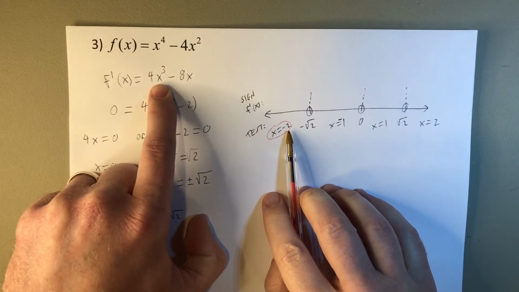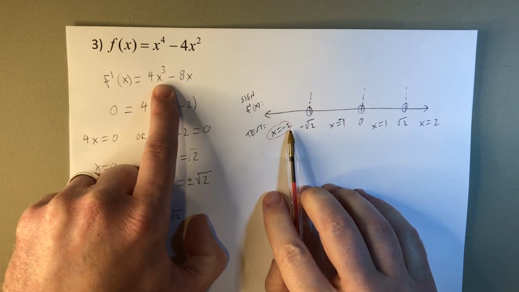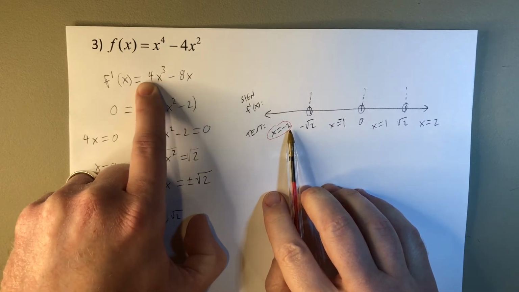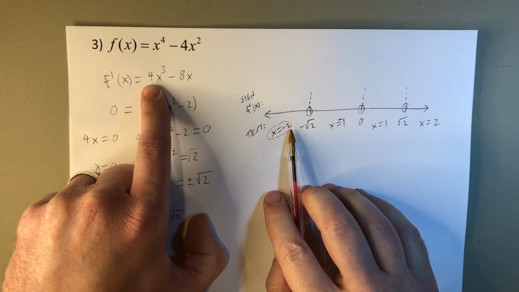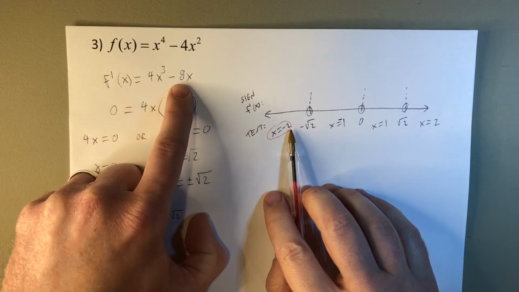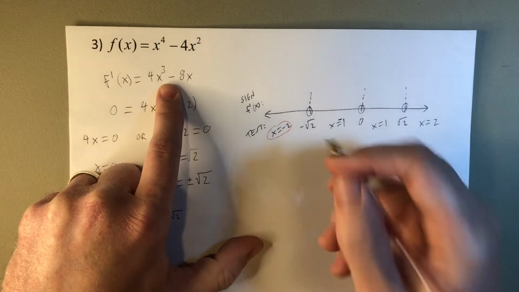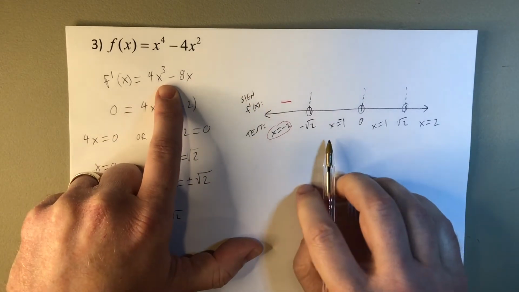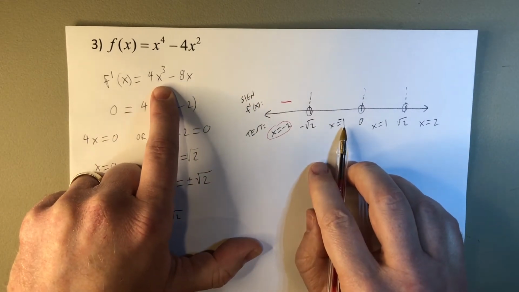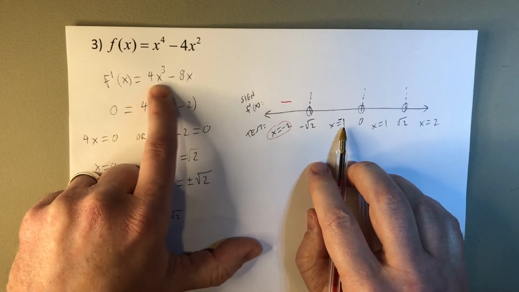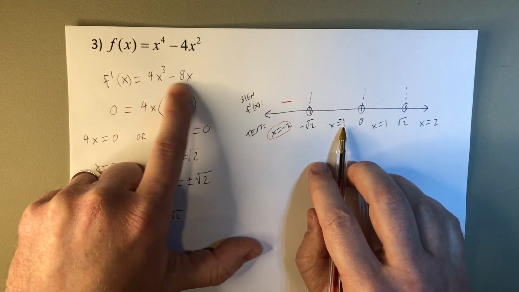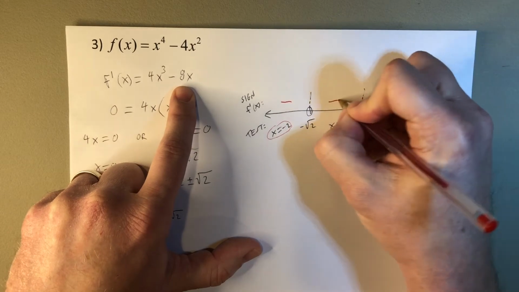What do you get? Well, negative 2 cubed is what? It's negative 8. 4 times negative 8 is negative 32. Negative 32 minus 8 times negative 2, well, that's positive 16. You're going to end up with a negative, right? Negative. Okay, negative 1, you get what? 4 times negative 1, negative 4. Negative 8 times negative 1 is positive 8. 4 plus 8 is positive.